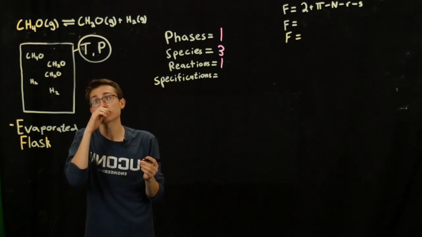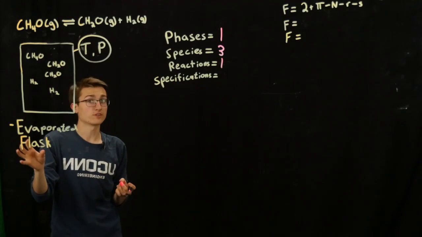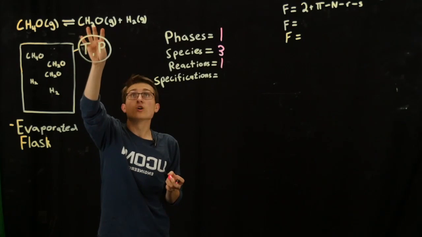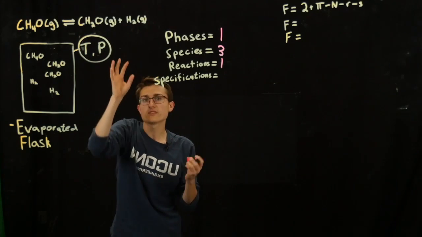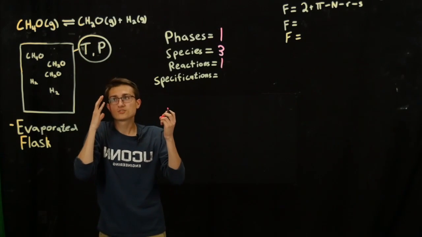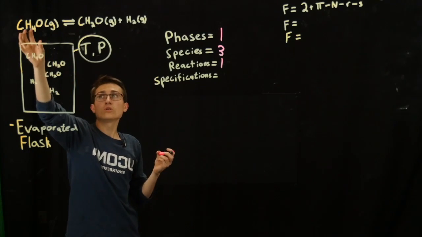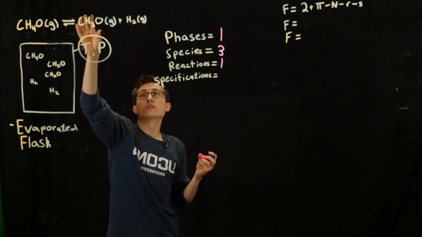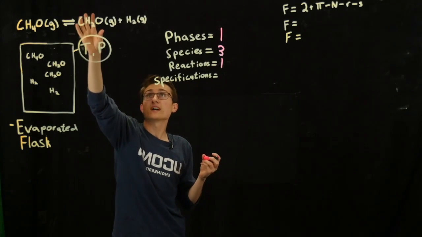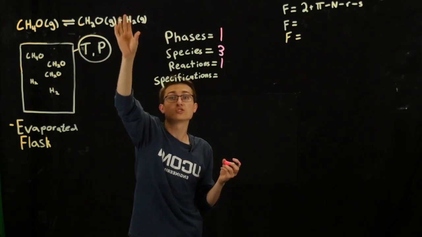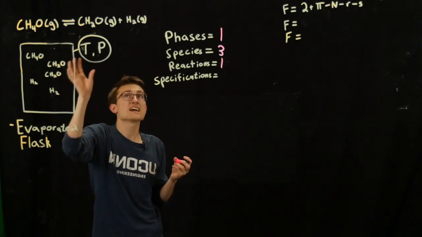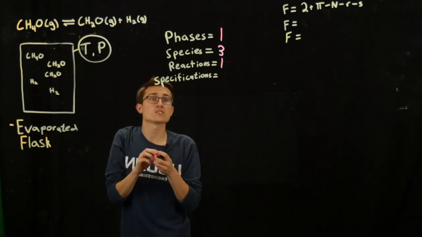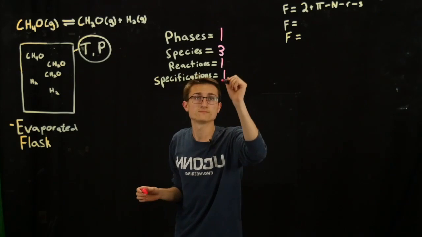Next, let's look at our specifications. Because this is an evacuated flask, CH2O must be equal to H2. If that isn't clear in your head, then just imagine 1 mole of methanol reacting to form 1 mole of formaldehyde. For every mole of formaldehyde that's formed, you have to have 1 mole of H2 because it's an evacuated flask. It has no other source. So that is why we have 1 specification.